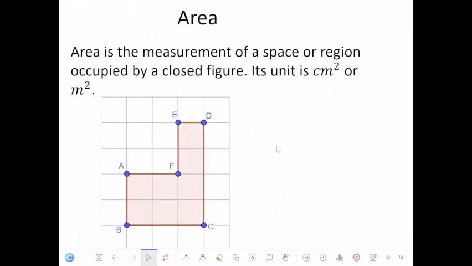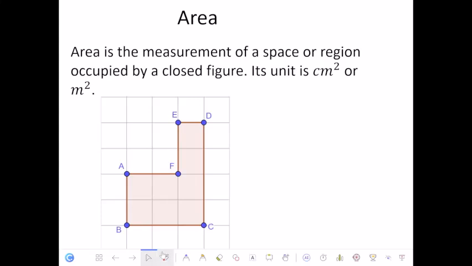So after I explained this, I now went to the explanation of area. I said area is the measurement of a space or region occupied by a closed figure. Its unit is centimeter square or meter square. So when you are looking for area, you are actually looking for the space that is being enclosed by the shape. So that is area.